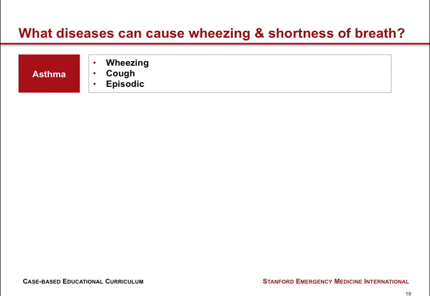So now we want to find out what disease can cause wheezing and shortness of breath in this patient. What is the diagnosis that we're looking for? And there are different possibilities. Asthma is a possibility. Asthma presents with wheezing, cough, and it's episodic.